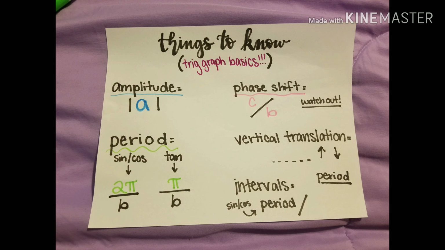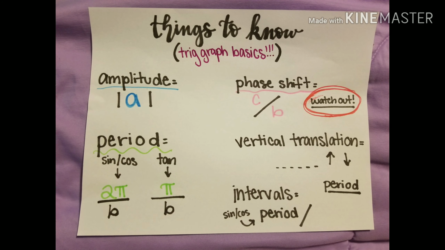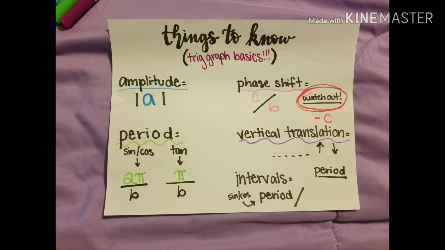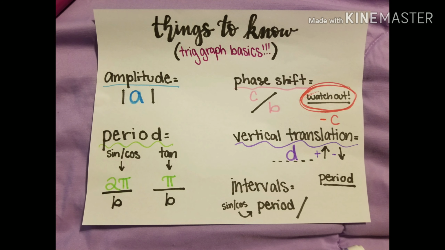The phase shift also helps determine boundaries. It determines how far along the x-axis your graph moves. Be careful, because in your equation, your C value is actually negative, so you have to use the opposite of your C value. Vertical translation is the easiest one to find. It's your D value. If it's positive, your graph is going to shift upwards. If it's negative, your graph is going to shift down.